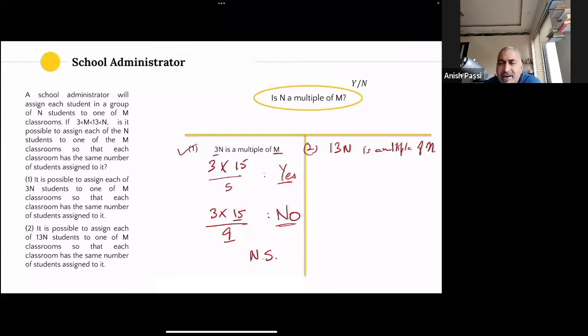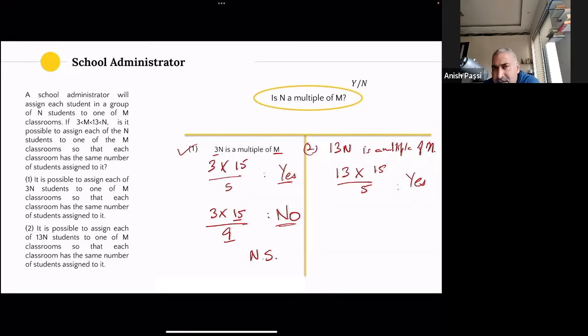So again, let me start off with some values and see where that leads me. So 13 into, again, I'm going to take 15 and 5, in fact. Right? In this case, I get a yes answer. 5 gets completely cancelled with 15. So yeah, in this case, 15 is a multiple of 5. I have a yes value. Now I'm thinking I have to try to get a no value.